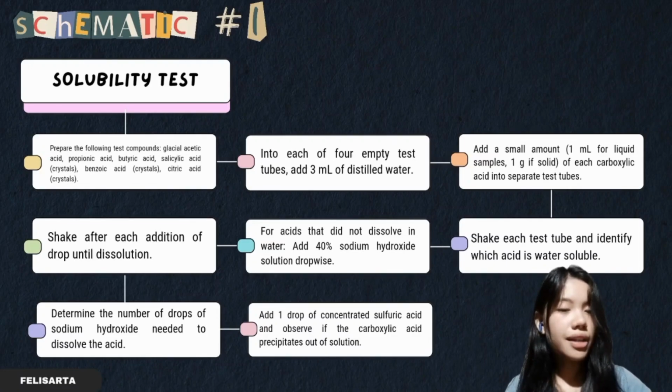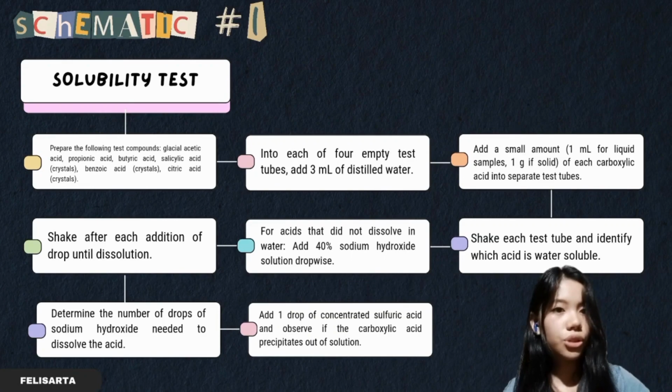Fifth, for acids that did not dissolve in water, add 40% sodium hydroxide solution dropwise. Sixth, shake after each addition of a drop until dissolution. Seventh, determine the number of drops of sodium hydroxide needed to dissolve the acid. And lastly, add 1 drop of concentrated sulfuric acid and observe if the carboxylic acid precipitates out of the solution.